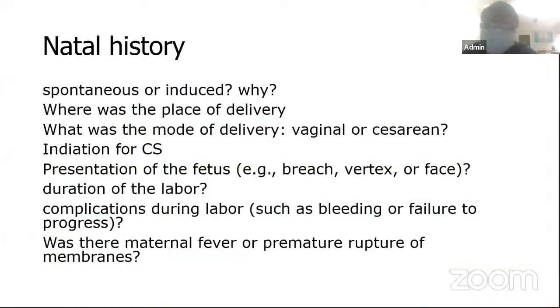Then in the natal history, whatever you ask in your gynecology posting should be described in the natal history also. What was the mode of delivery? What was the presentation of the fetus? Was there any complication during labor? Was there any premature rupture of membranes or maternal fever that indicates fetal infection also?